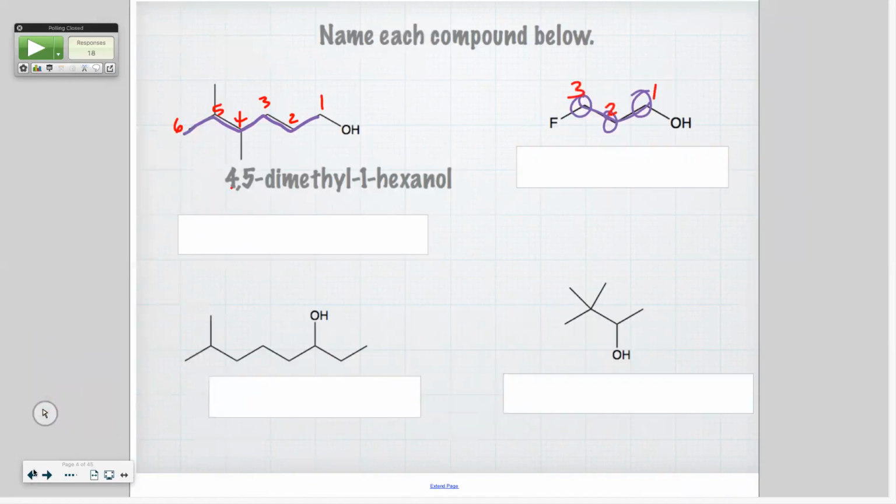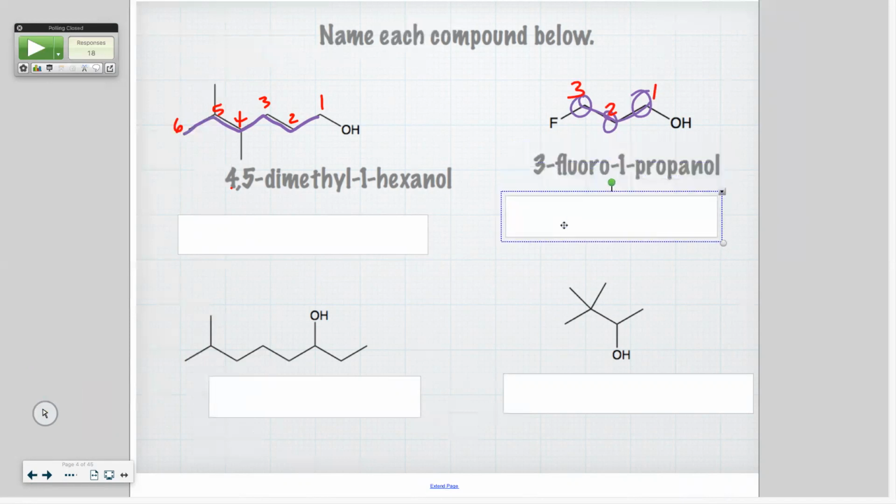Okay, so 3-fluoro-1-propanol. You could say 3-fluoropropan-1-ol. Anybody want me to write it that way? No. You just don't like it, do you? All right, how about the bottom one? This one here.